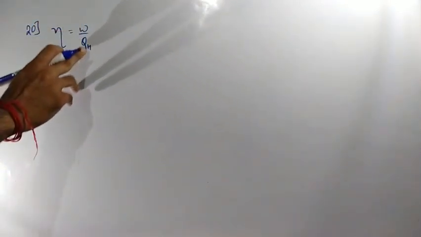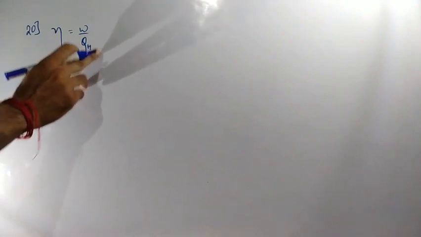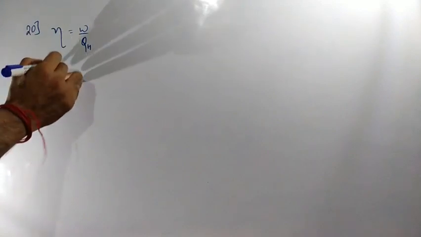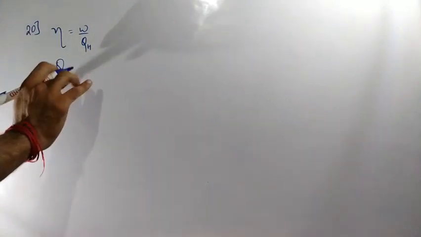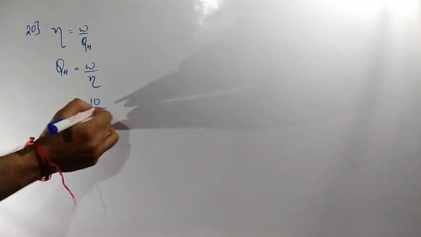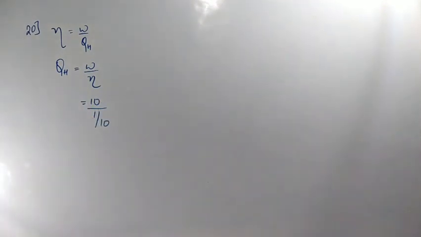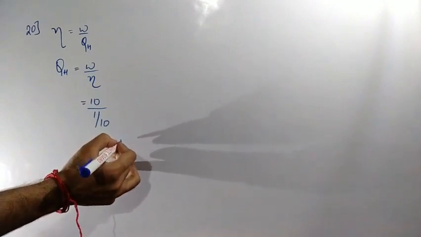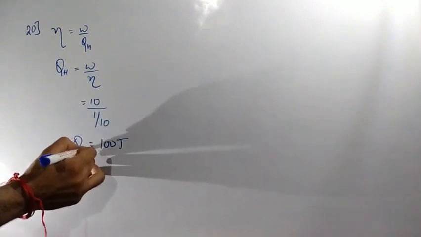Listen. First of all, we know that eta is nothing but W divided by QH. QH means the amount of heat added to the system, W means work done, and eta is efficiency. If you separate QH from this, QH is equal to W divided by eta. The W value they are giving is 10 and the eta value is 1/10. So 10 comes to the numerator, it becomes 10 into 10, 100 joules. This is QH.